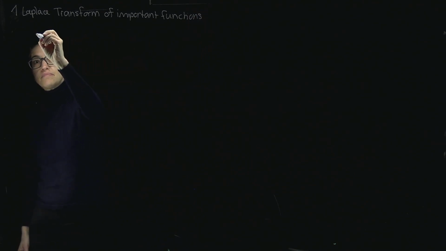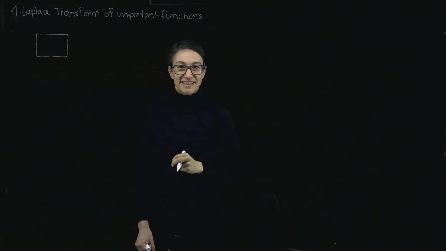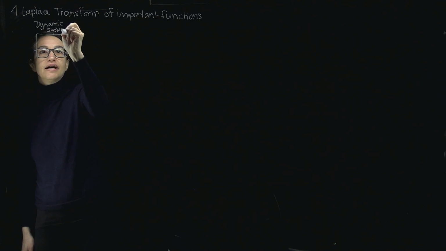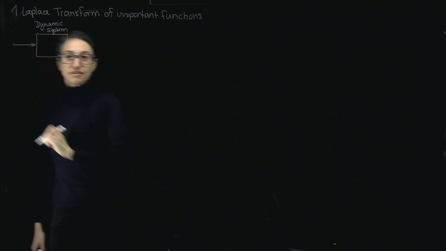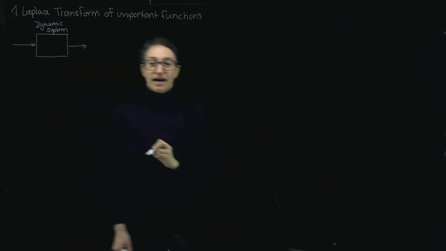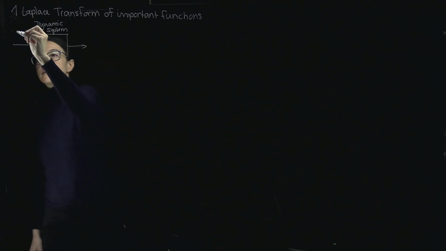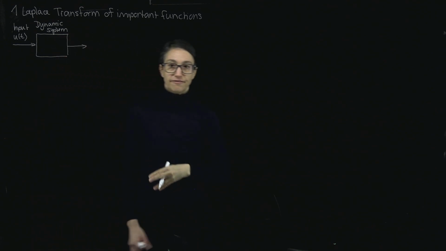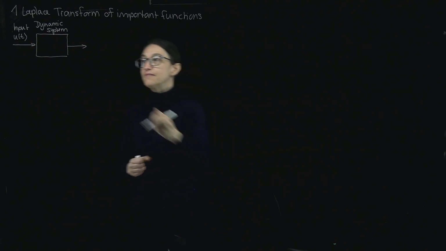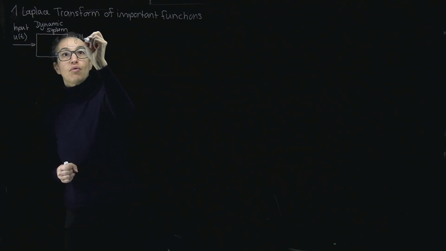Right. So remember, we have our dynamic system, which I represent here with a box. This is our dynamic system. And we have an input signal into the dynamic system and an output signal. And normally we call the input signal u of t. So this is a function of time. It's something that starts now and develops over time. And it is an output signal y of t.